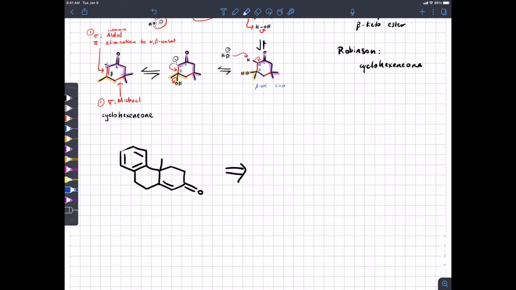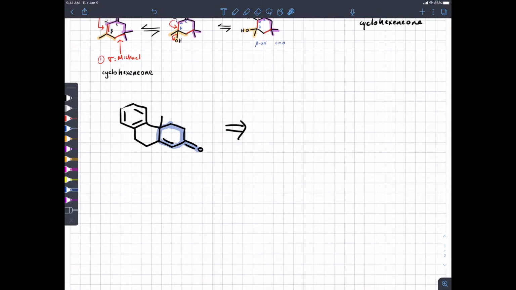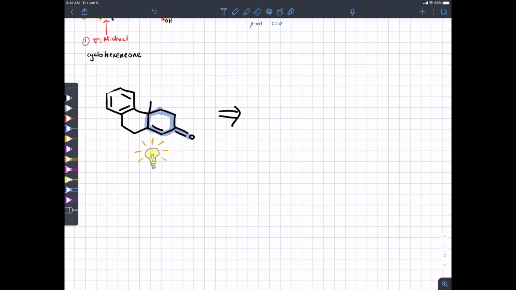So where's the cyclohexenone? Well, here's a 6-membered ring, and there's the ketone, and there's the pi bond. All right, so right away, before going any further, I need to be experiencing a light bulb event, like GRU, light bulb, where I see, oh, this is a Robinson annulation product.